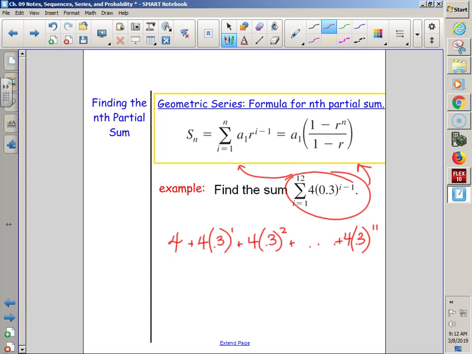But hold on. Maybe some of you see it's times 0.3 times 0.3 times 0.3, but that's kind of awkward. What's another way of doing this, guys? What's 0.3 as a fraction? 3/10. So couldn't this be 4 plus, what would 4 times 3/10 be?